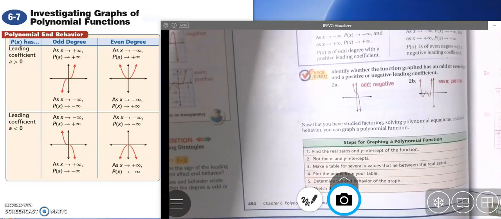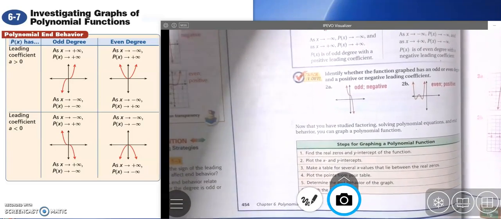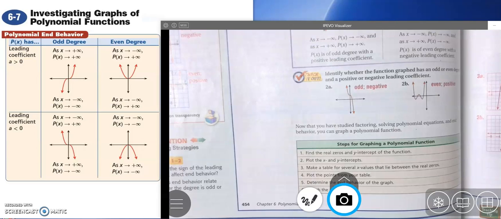The first thing I want you to do is copy down these steps for graphing a polynomial function. If you haven't done that, please pause this video. Again, I want you to write these steps down. So, steps for graphing a polynomial function. Now that you've studied factoring, solving polynomial equations, and end behavior, you can graph any polynomial function.